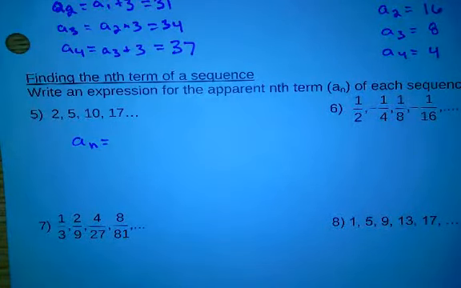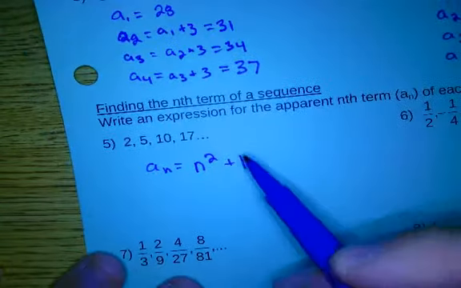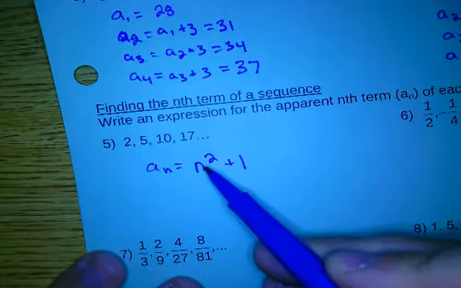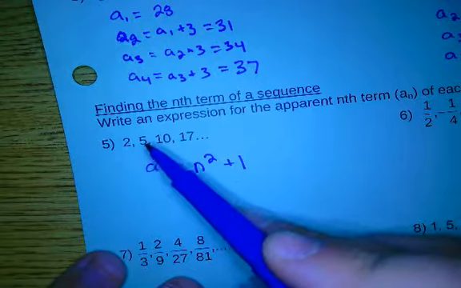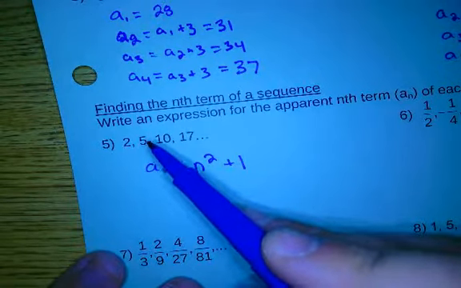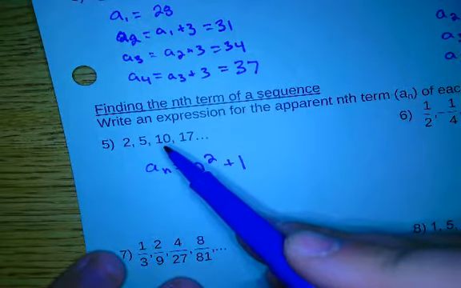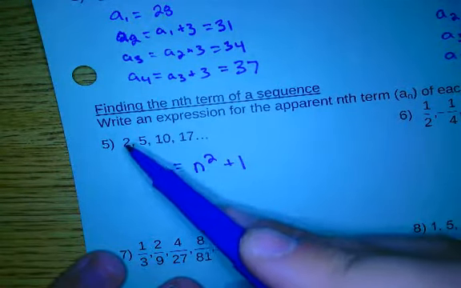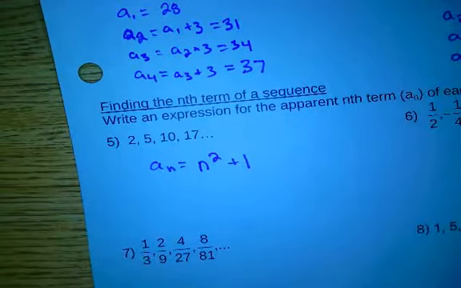Diana, what'd you get? Does that work? So plug in a 1, you're going to get 2. Perfect. Plug in a 2, you get 4 plus 1, which is 5. Perfect. You plug in a 3, 9 plus 1 is 10. So all of these numbers are just one number higher than a perfect square. That was brilliant.